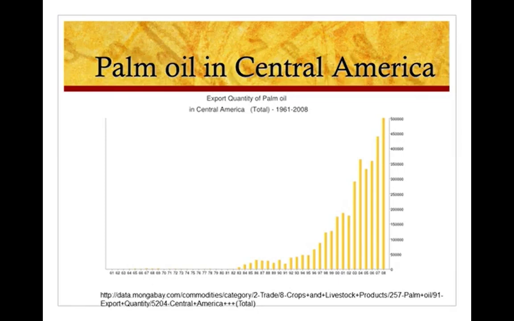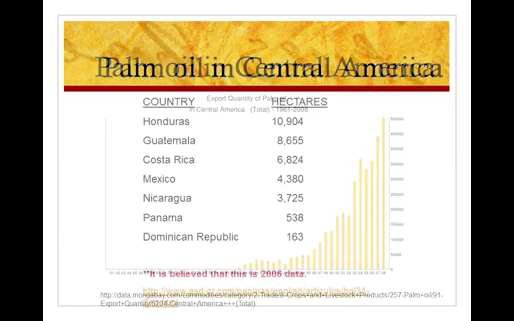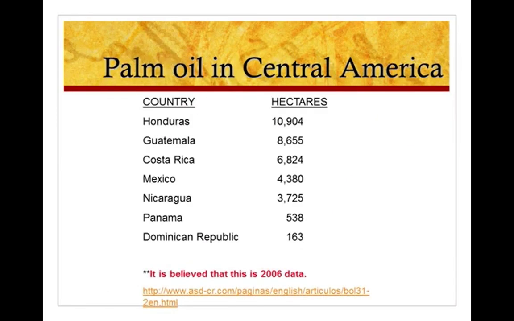So Central America is starting to see big growth in palm oil, although the total level of exports doesn't compare yet to Indonesia and Malaysia. I think this data is from 2006, although the source I was using made it a little unclear, but I think it's 2006 data.